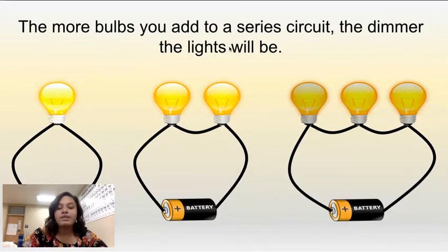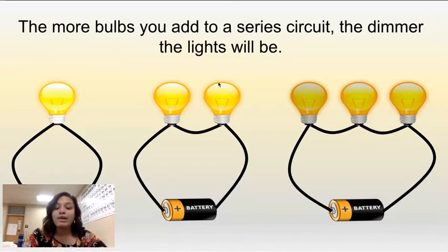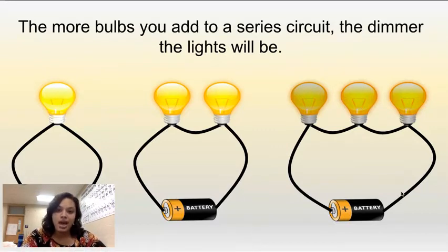So the more bulbs that you add to a series circuit, the dimmer the lights will be. This makes sense because the amount of energy you have here is still the same because you have the same battery. However, the amount of energy here is only powering one light. The amount of energy here is now powering two, so there's not as much electricity for each bulb. They have to split that. And then finally, this battery is powering three, and you can see there's not enough power to light them all the way up. Think about this as like a pie, right?